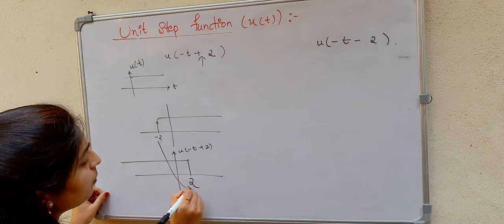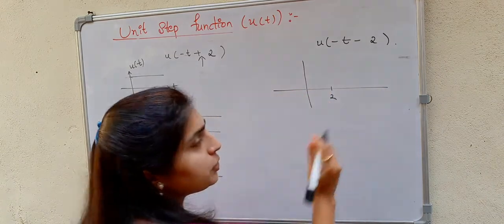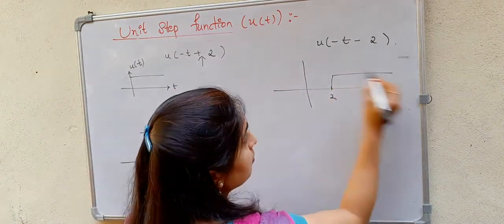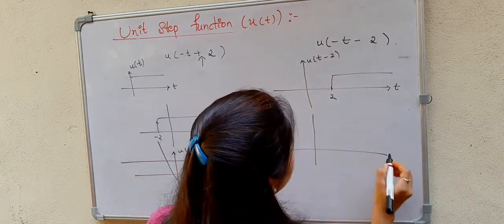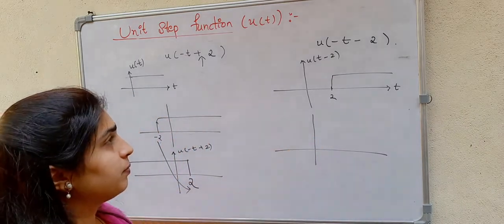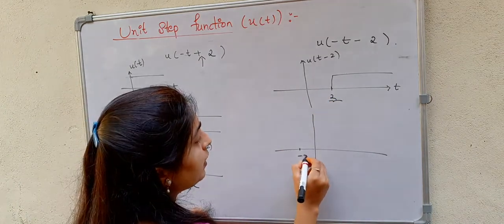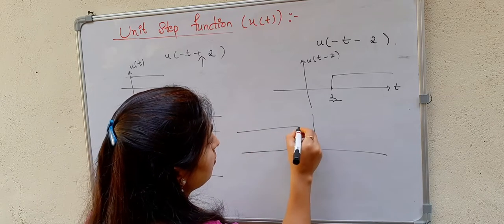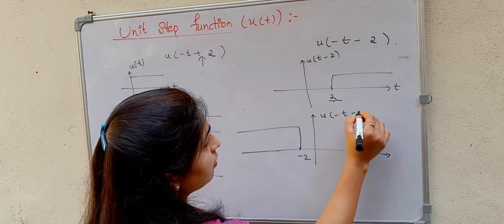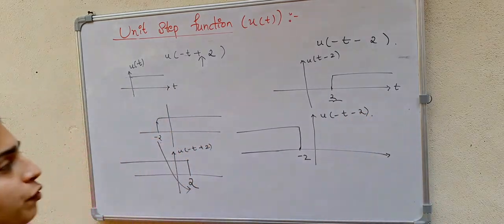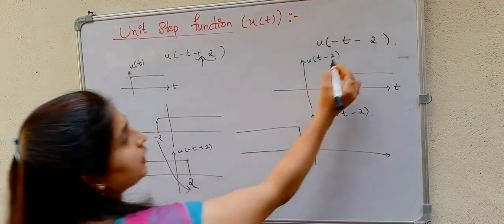See, instead of minus 2, it will be now at plus 2, into minus 1. So here u of t minus 2 means it will be shifted towards the right by 2 units. This is your u of t minus 2. Now if I perform the reversal operation, what happens? Reversal operation, into minus 1, means I will get it at minus 2. This is your u of minus t minus 2.